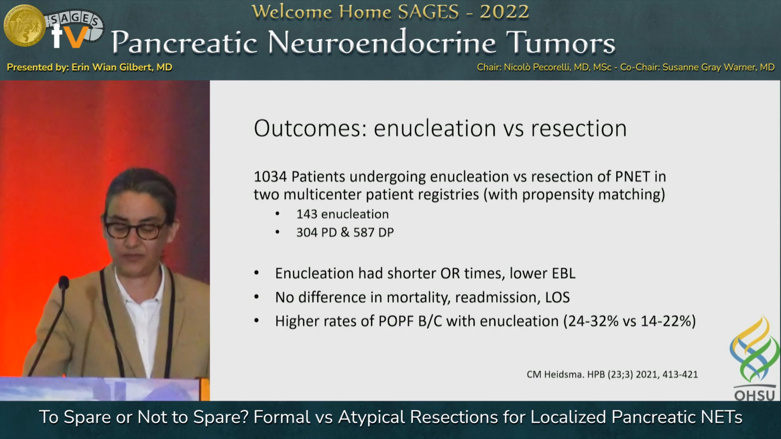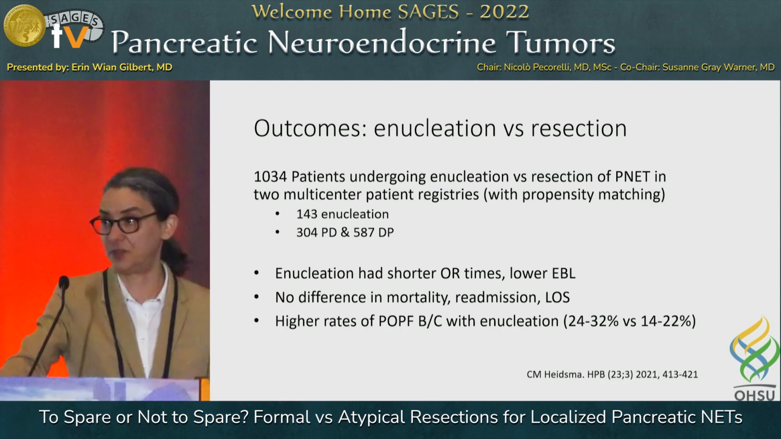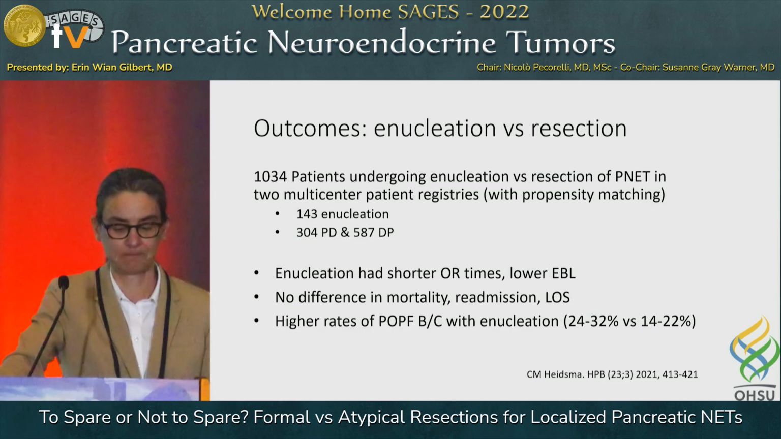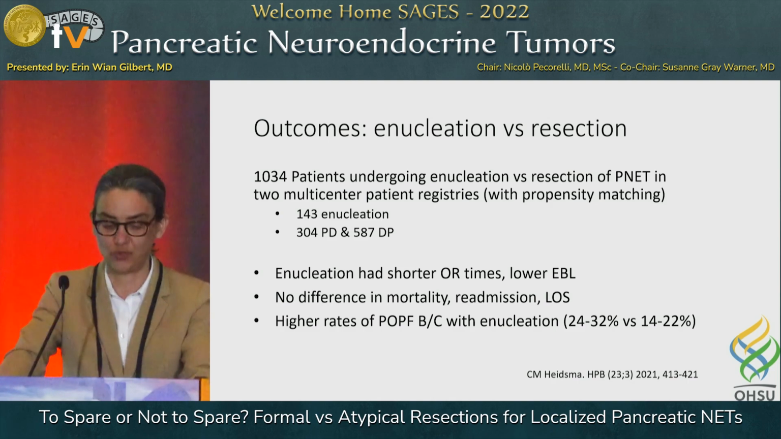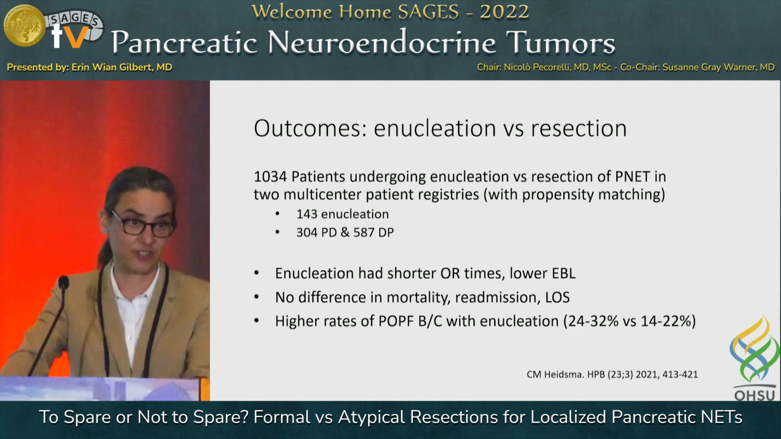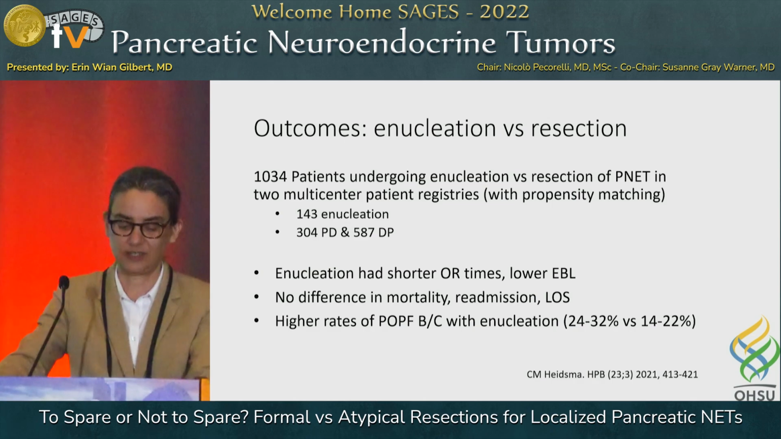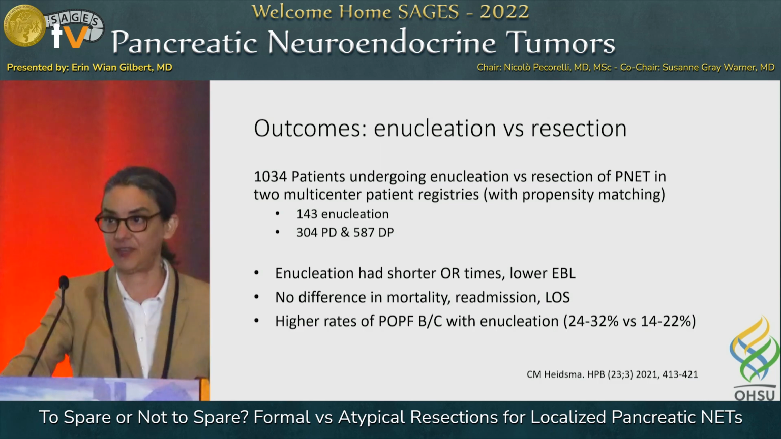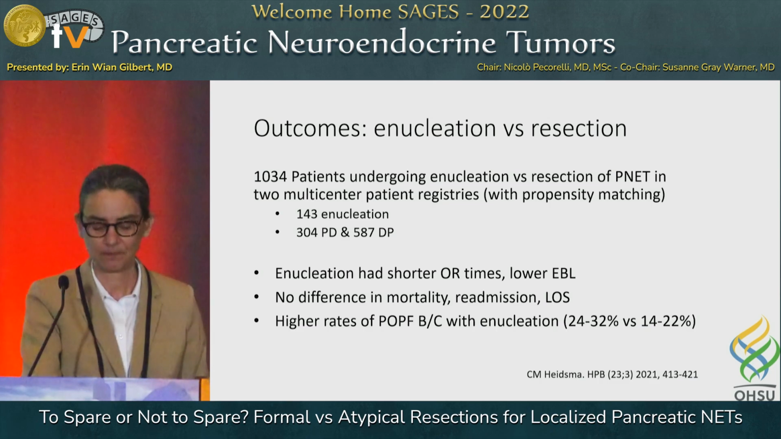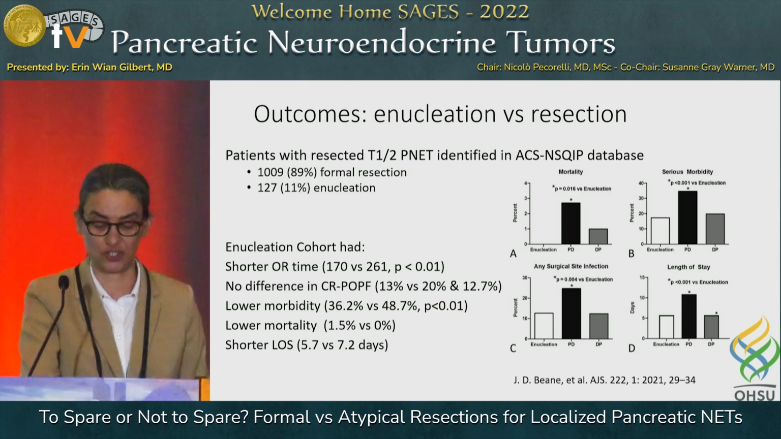But is the morbidity of this procedure acceptable as compared to the more standard procedures? This multi-center study used propensity score matching analysis to compare outcomes between patients who underwent enucleation versus a formal resection. And after matching, there were no differences in Clavien-Dindo complications B and C, mortality, readmission, or length of stay, although there was a higher incidence of clinically significant pancreatic fistula, both before and after matching.